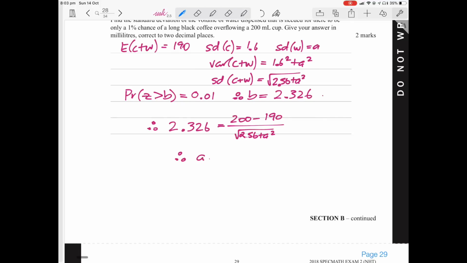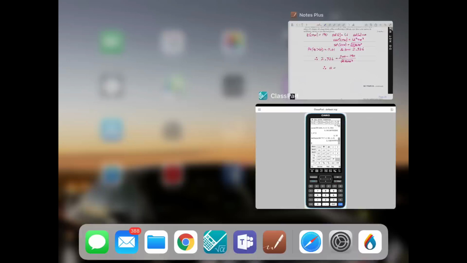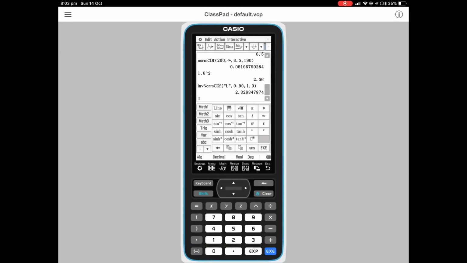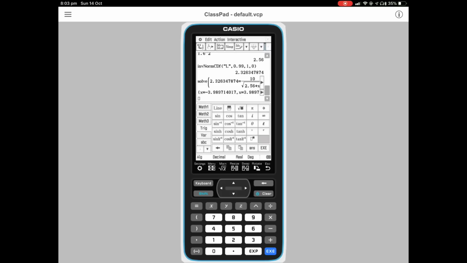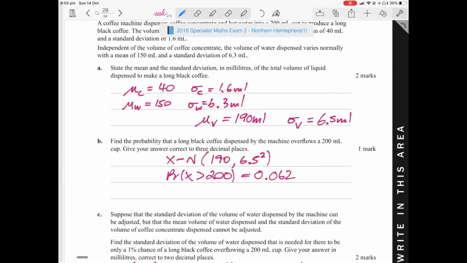So therefore A to 2 decimal places. Okay, so it's 10 on top. 2.326 equals 10 on square root of 2.56 plus x squared. Solve. Okay, it's not going to be negative. 3.9897. What do we want it to?